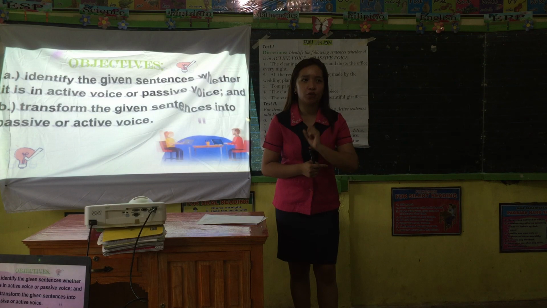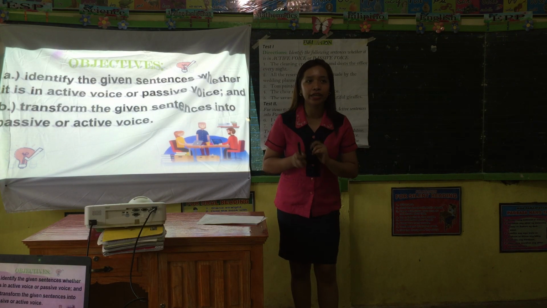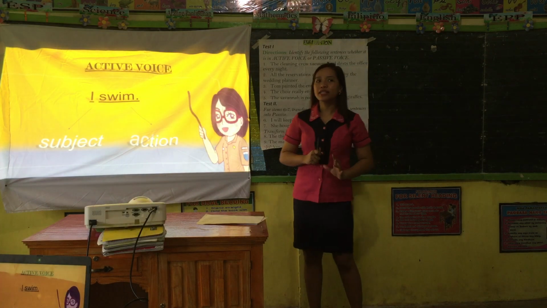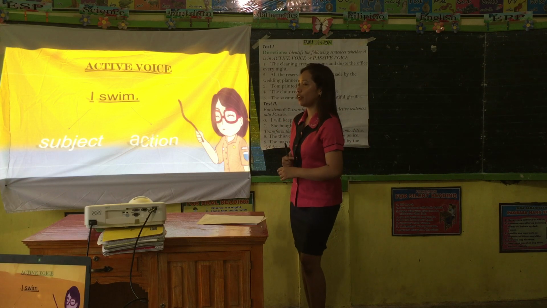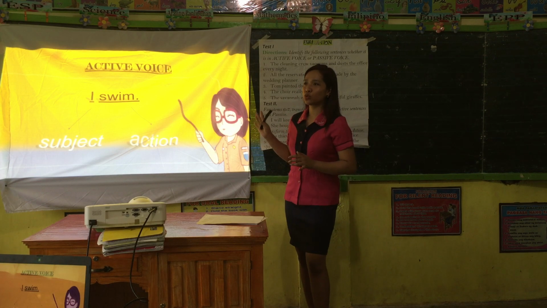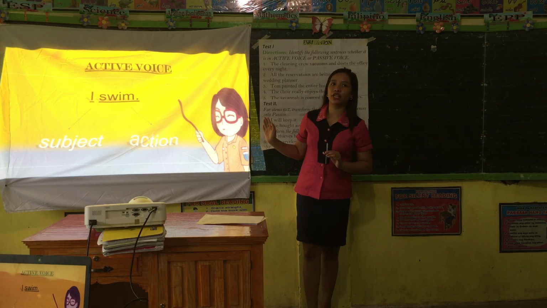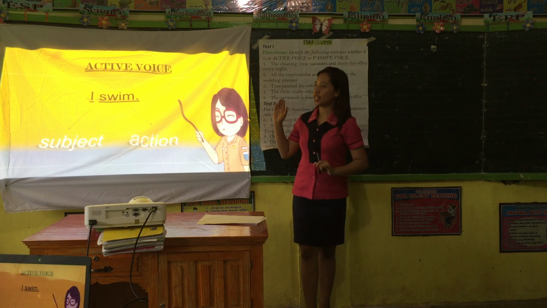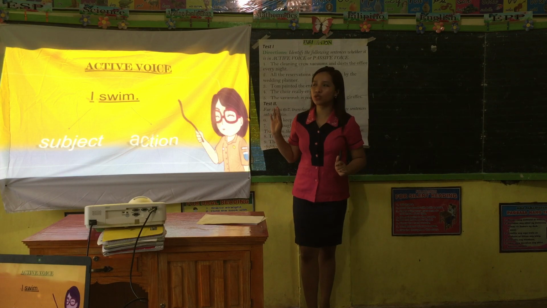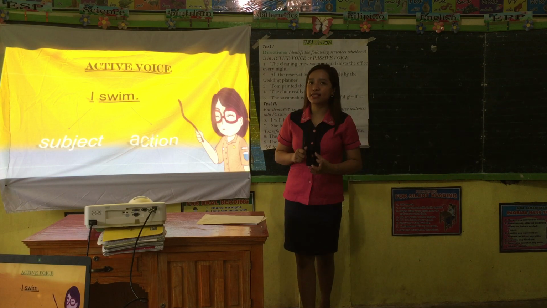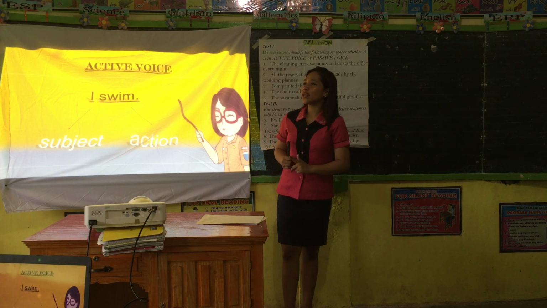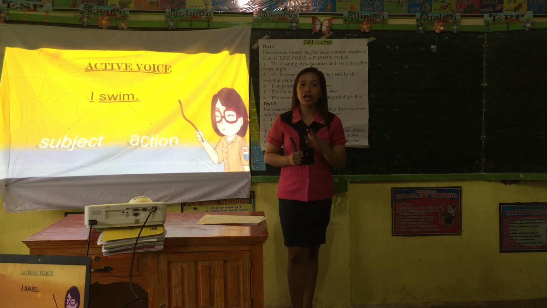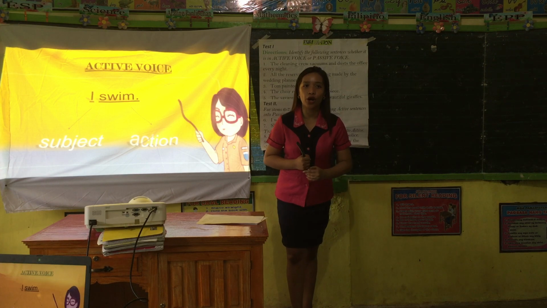Now, what are these two voices, and how do they differ? When a sentence is in active voice, the subject is performing the action. For example, I swim. So in this sentence, the subject is, very good, I, and the action is swim. When a sentence is in active voice, the subject typically comes first before the action. Again, when a sentence is in active voice, the subject comes first before the action.